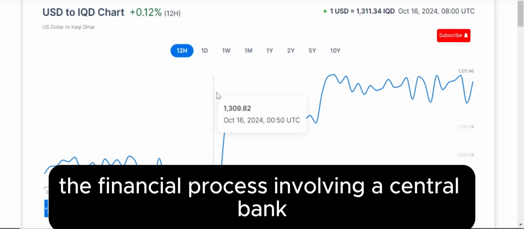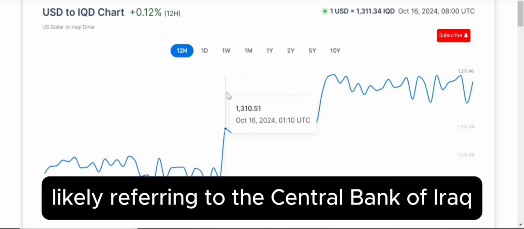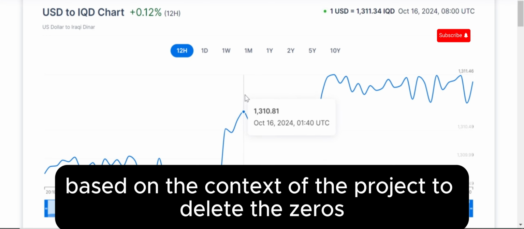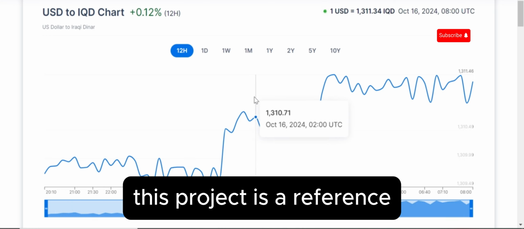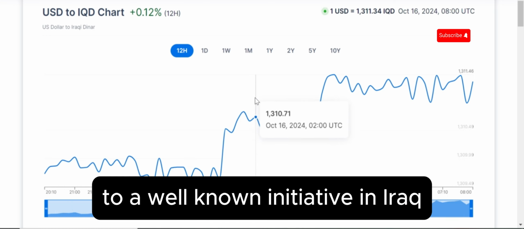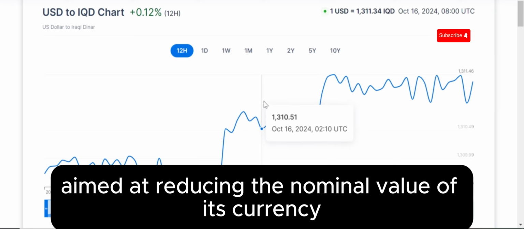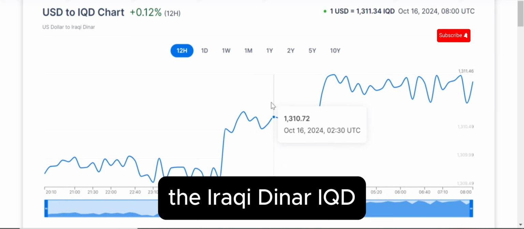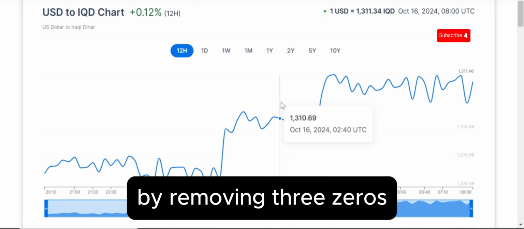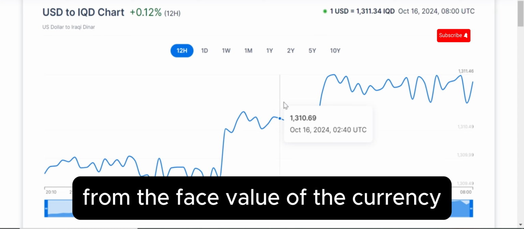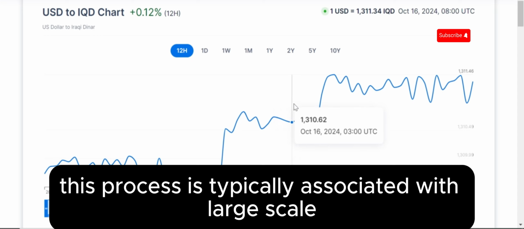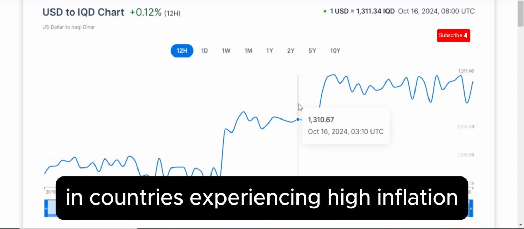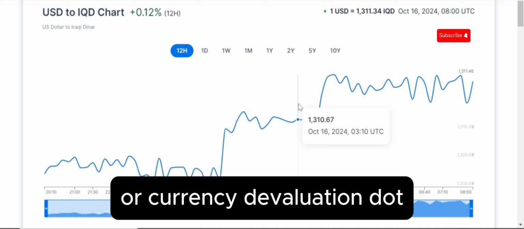The financial process involving a central bank, likely referring to the Central Bank of Iraq, CBI, based on the context of the project to delete the zeros. This project is a reference to a well-known initiative in Iraq, aimed at reducing the nominal value of its currency, the Iraqi dinar, IQD, by removing 3 zeros from the face value of the currency. This process is typically associated with large-scale monetary reforms in countries experiencing high inflation or currency devaluation.